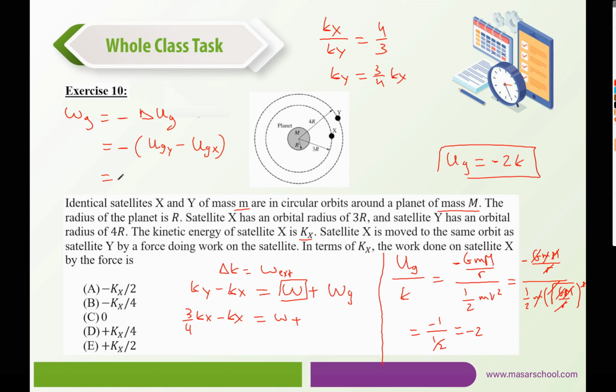Then this can be written as minus the double of kinetic energy at position Y, minus with minus that would be plus the double of the kinetic energy at X. So the double of kinetic energy at Y minus the double of kinetic energy at X. Okay, so this is the work done by gravity: the double of kinetic energy at Y minus the double of kinetic energy at X.